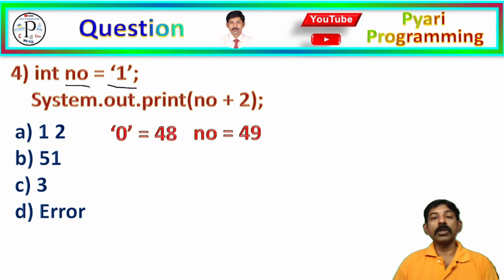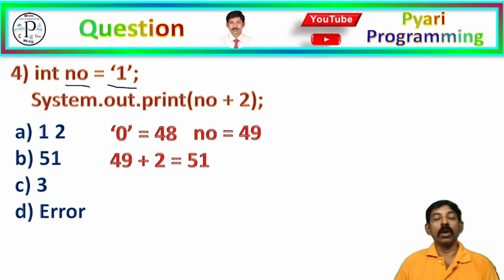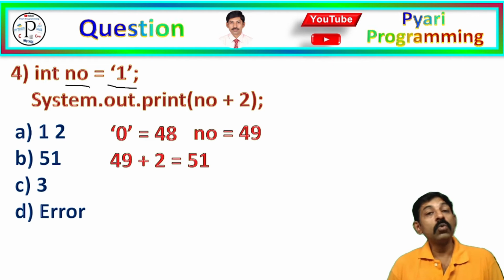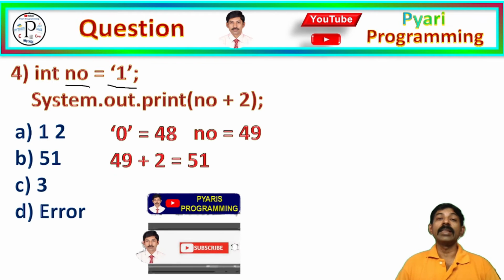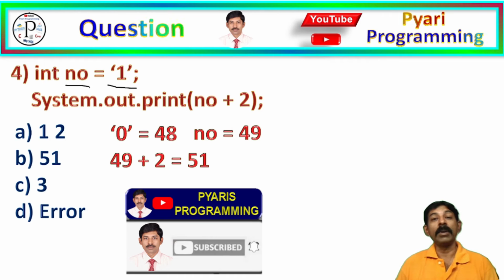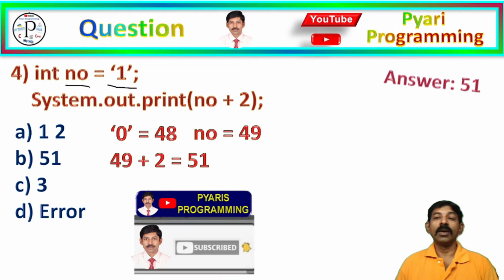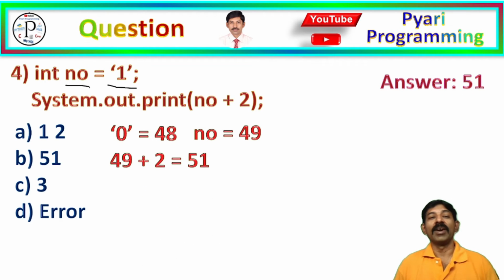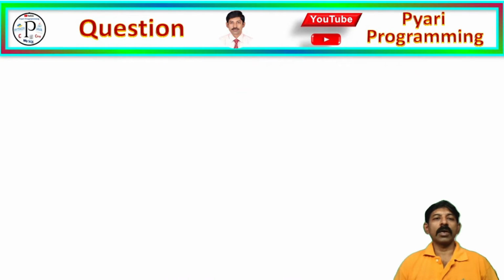Now NO plus 2. What is NO value? NO value is 49. 49 plus 2 is your 51. But there is no space in between NO plus 2. So that's why it is adding the numbers, not concatenating. Be careful about this one. Here your answer is 51. So let's see what the next question is asking for.